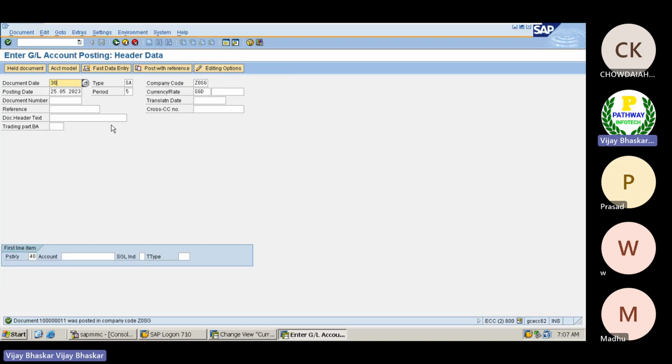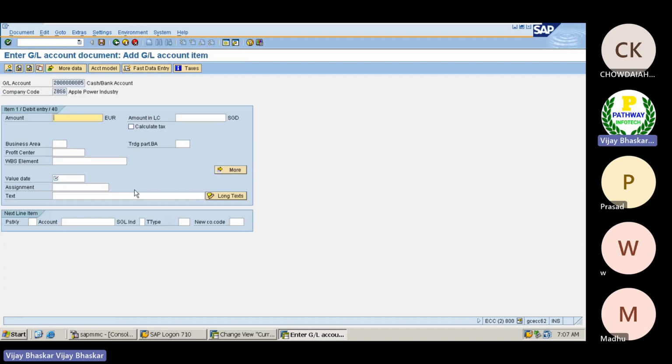I'm posting a document on 30th of May 2023. Then I'll give the same for 2023. Here I'll give EUR. Okay, let's see how the system will determine. Enter. See now, it checks the document date in the future date. The system is giving the warning message that we are posting a document with a future date. That is fine.